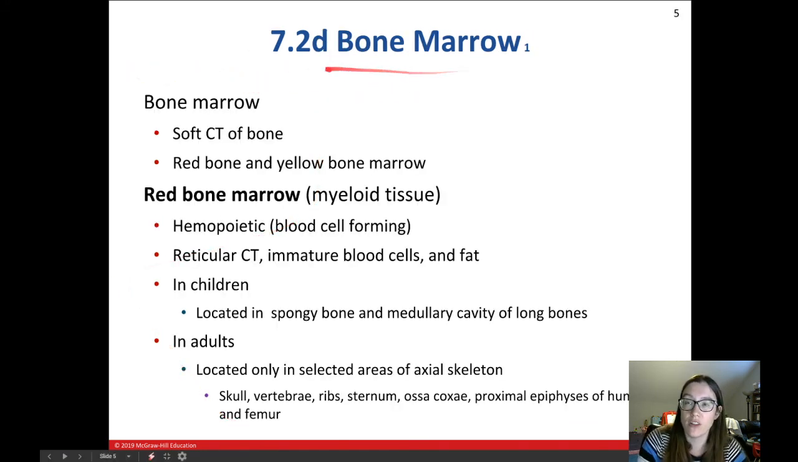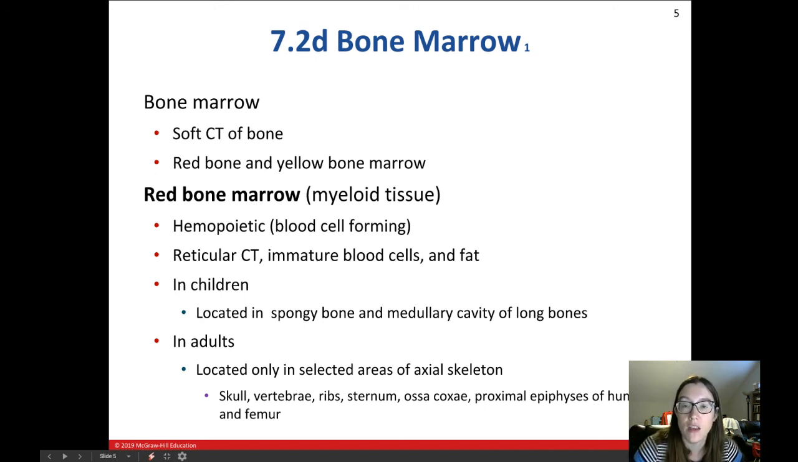All right, so I want to talk a little bit about bone marrow. Bone marrow is that soft connective tissue of bone. It's going to fill the marrow cavities in the long bones, but it's also going to fill in the little spaces in spongy bone. And we have two different types of bone marrow, red bone marrow and yellow bone marrow, and they're named because of their color.